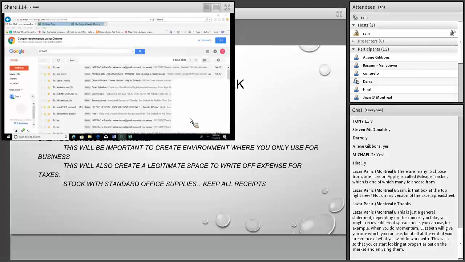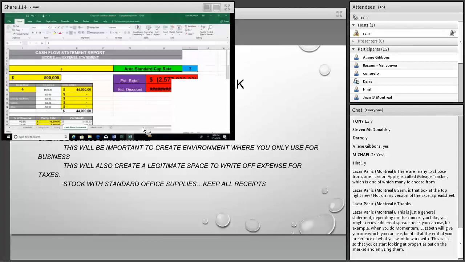Okay, I'm back. Sorry about that. Okay, this is just a statement. Depending on the courses that you take, you may receive different spreadsheets you can use. For example, when you do Momentum, this will give you one which you could use, but in the end it's your preference what you want to work with. This is just so you can start looking at the properties out on the market and analyze them.